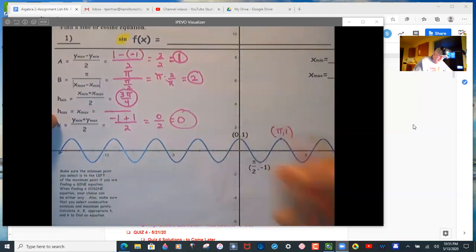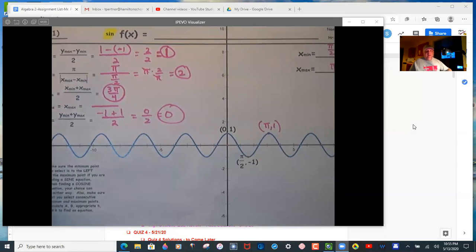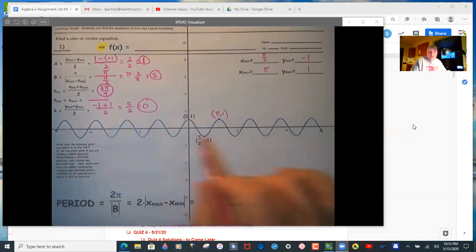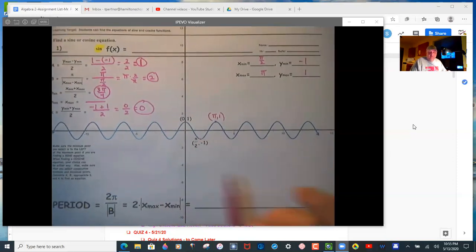So I need to say this. Why do you see pi in the answer of h? Because h is a horizontal shifting. And we know that the x-axis, although you don't see it here because I printed these without doing them by hand, the x-axis is the unit circle, even though it's not set up because you don't need those points on this assignment. You just need a min and a max. The h is going to have pi's in it. The a, the b, and the k will not.